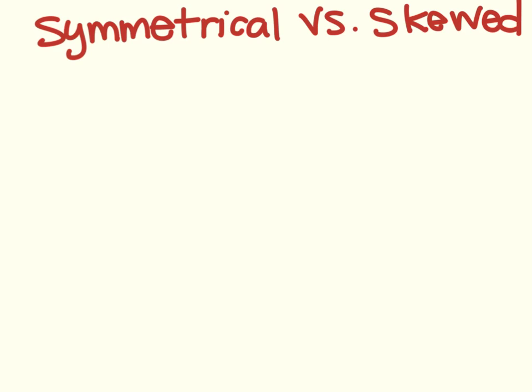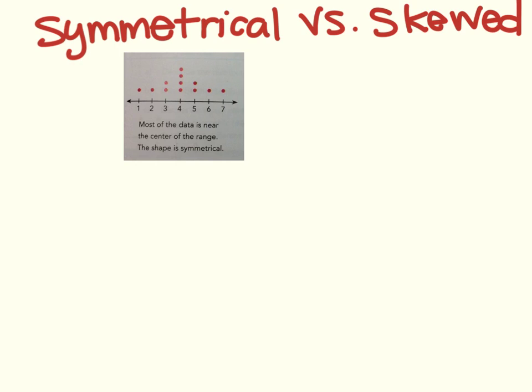Let's talk about the shape of a dot plot. A dot plot can either be symmetrical or skewed. Let me show you some examples of what that means. This is a symmetrical dot plot. Most of the data is near the center of the range, so your shape is symmetrical. If you could fold this number line in half, the 2 sides would match. Let me show you a skewed.